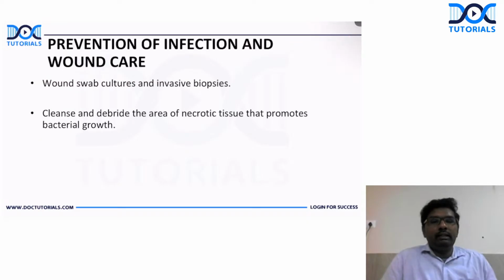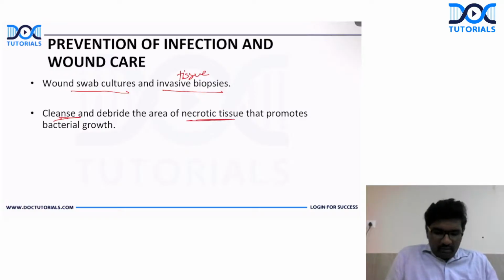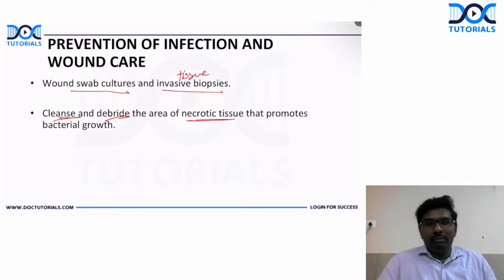So, how to prevent the infection and wound care? Any wound, or burns wound, or any kind of wound, initially send a wound culture and or an invasive tissue biopsy. Take a small amount of tissue from the center of the wound and send it for culture growth. And clean the wound daily. Daily cleaning and dressing should be done. And the necrotic tissue should be debrided periodically because this necrotic tissue will promote the bacterial growth.